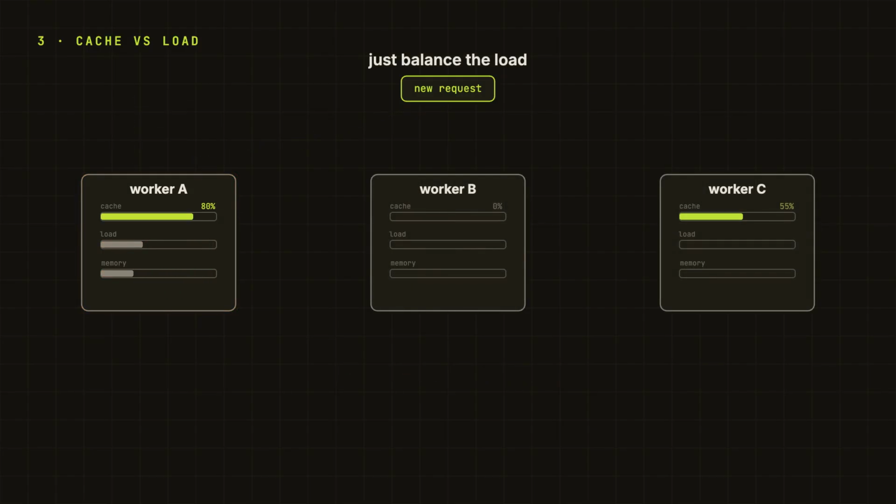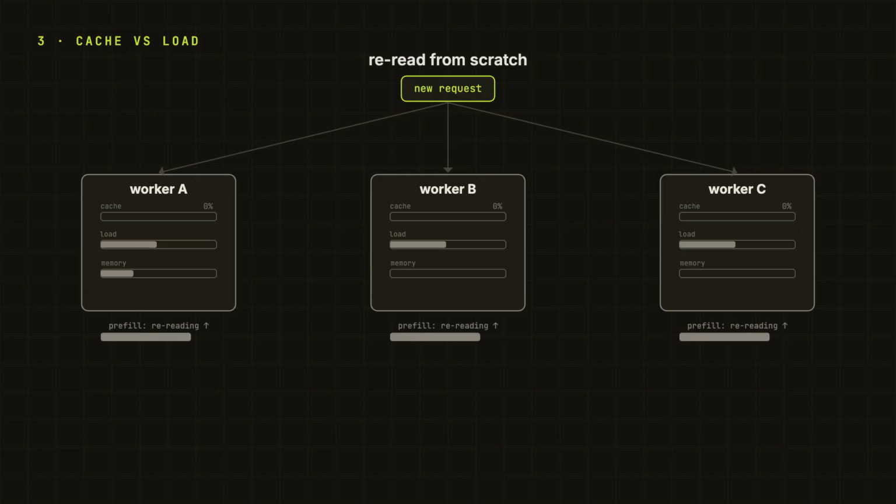Okay, so now we overcorrect. Forget the cache, just balance the load. Spread every request evenly, the classic way. Now, nobody is overloaded. Everything is even. But we just threw the cache away. Requests land on workers that have never seen their prefix. So every single one rereads the whole prompt from scratch. The reuse collapses, and now we are paying in compute and in first token time to redo work we have already done and just threw out.